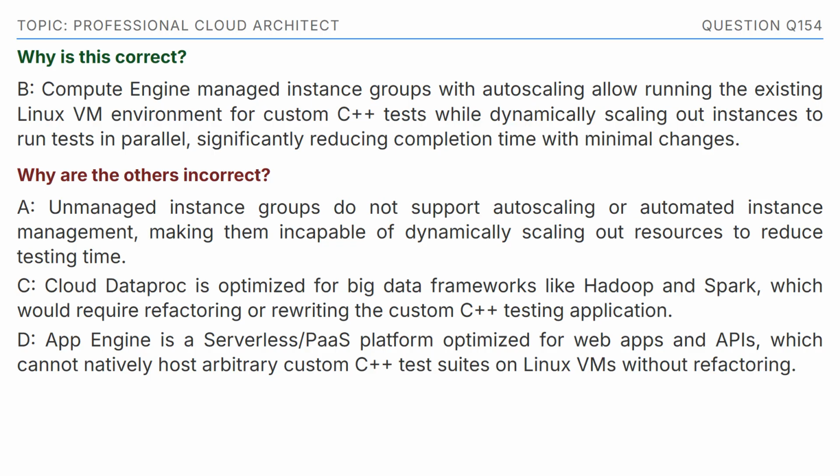Why are the others incorrect? A. Unmanaged instance groups do not support autoscaling or automated instance management, making them incapable of dynamically scaling out resources to reduce testing time. C. Cloud Dataproc is optimized for big data frameworks like Hadoop and Spark, which would require refactoring or rewriting the custom C++ testing application. D. App Engine is a serverless/PaaS platform optimized for web apps and APIs, which cannot natively host arbitrary custom C++ test suites on Linux VMs without refactoring.